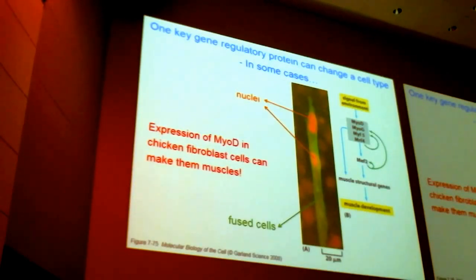And you can see here, shown in this early experiment, in orange are nuclei. Here's one cell in which there are 2 different nuclei. And that was skin cells into which this particular protein, MyoD, was put in.